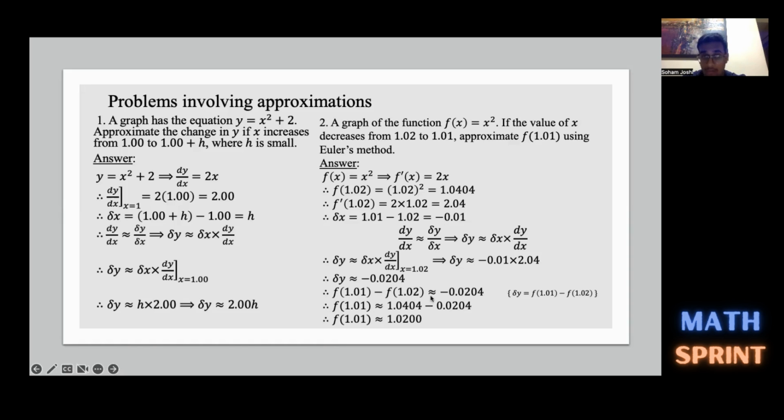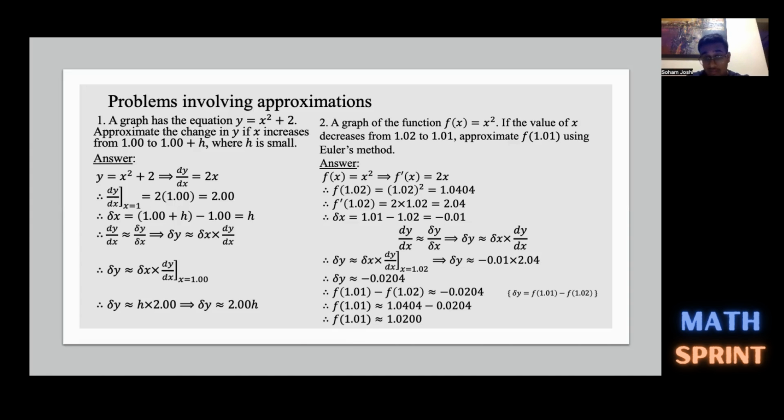We already know f of 1.02 from over here. It's 1.0404. So after that, we do 1.0404, taking it to the right side of the equation, minus 0.0204. And that gives us f of 1.01 is approximately equal to 1.0200. So I just want you to know that the actual value and the approximated value have a difference of just 0.0001 units for y.